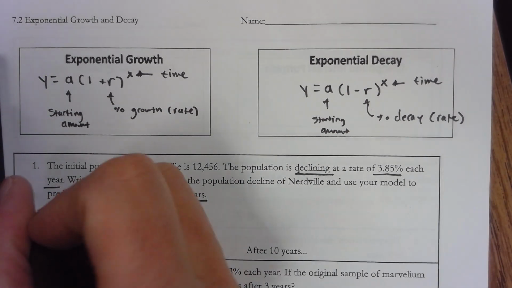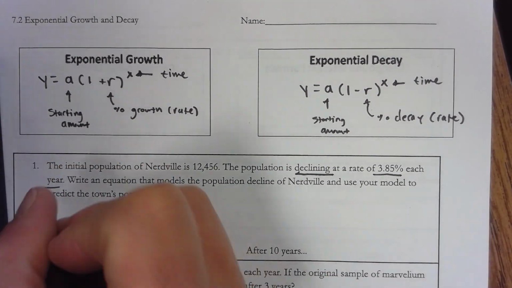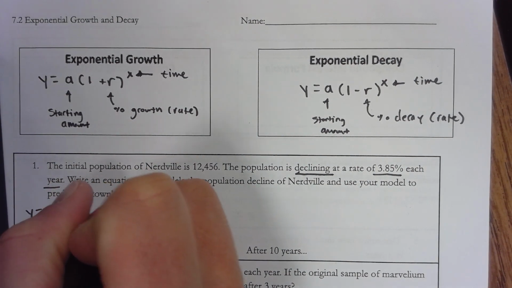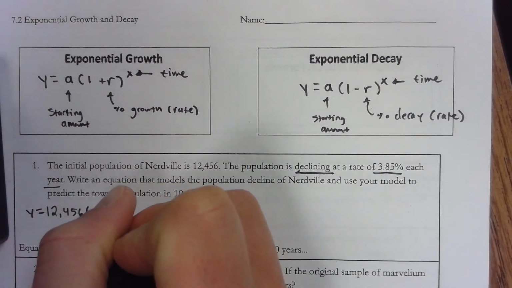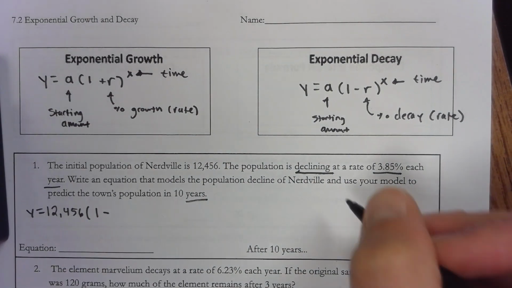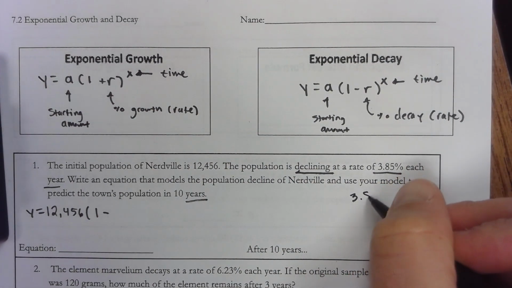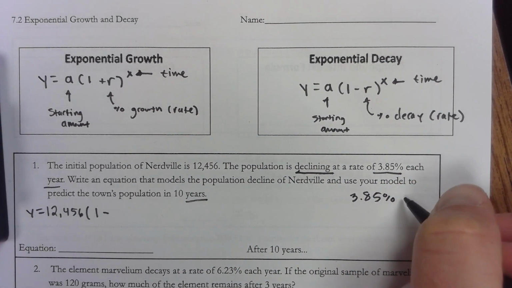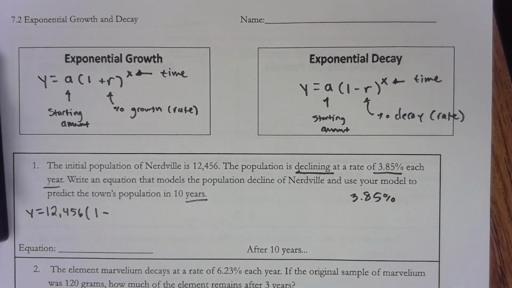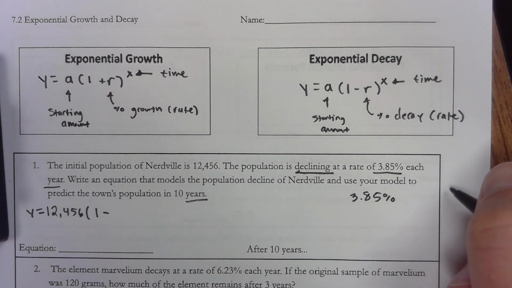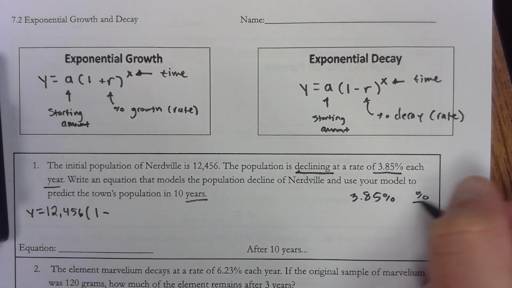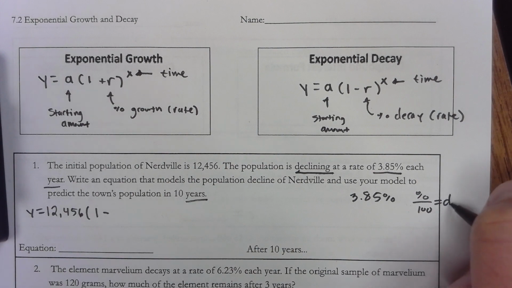And so our equation is y equals the initial amount of 12,456 times 1 minus, and when we take this percent, 3.85, we need to convert that to a decimal, right? I'm not taking 1 minus 3.85. Remember that percentages are really that percent out of 100. So to convert to a decimal, if we take the percent and divide it by 100, that equals our decimal version.